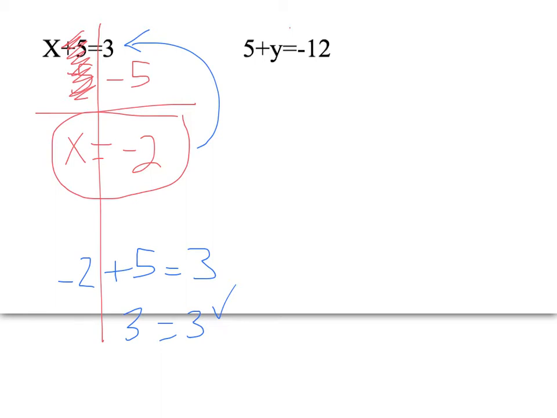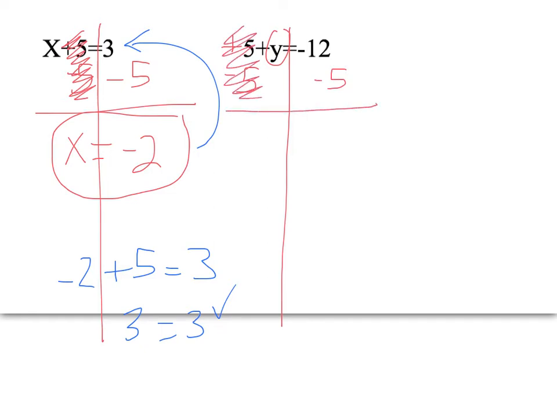Alright, this next example. 5 plus y equals negative 12. You want to leave y here and move the 5. Now this is addition, but what you need to be focused on is this 5. This 5 is a positive 5. The opposite of a positive 5 is a negative 5. 5 minus 5 is 0, leaving us with a positive y all by itself, which is what I wanted. And negative 12 minus 5 is negative 17.